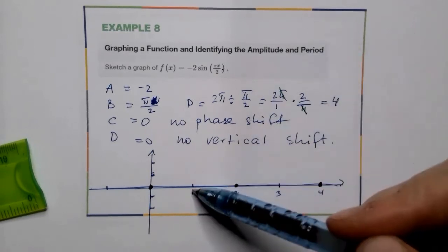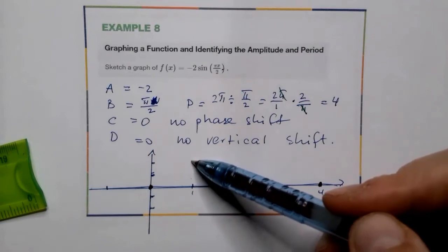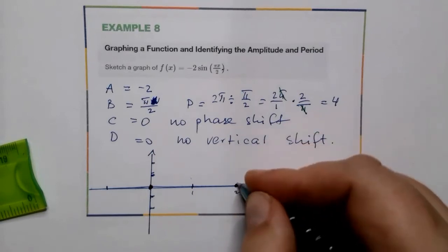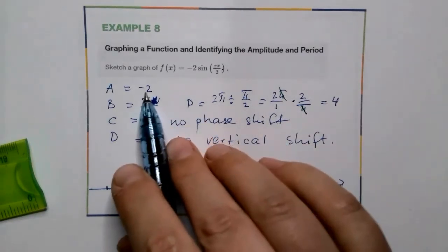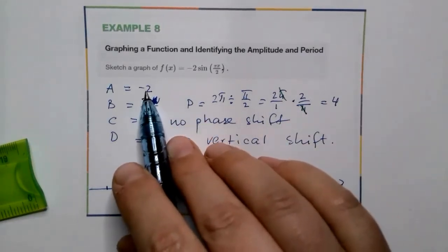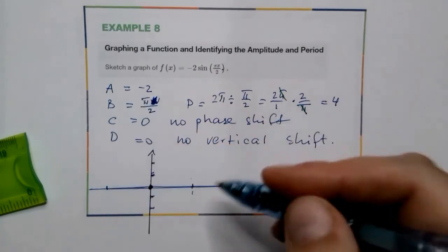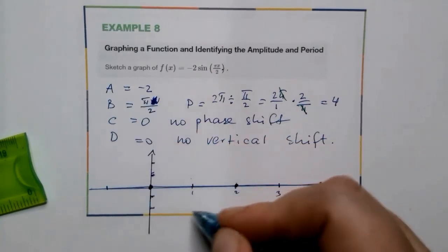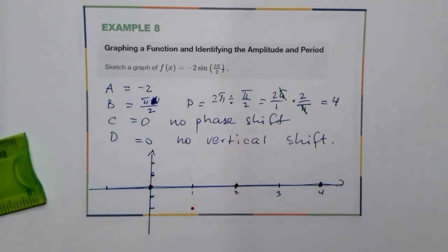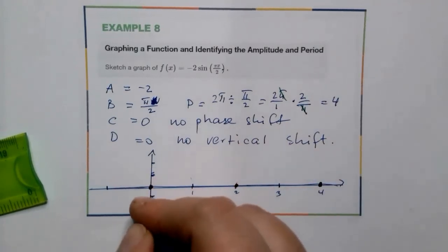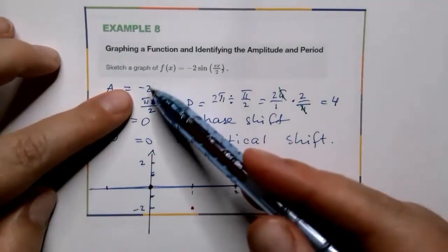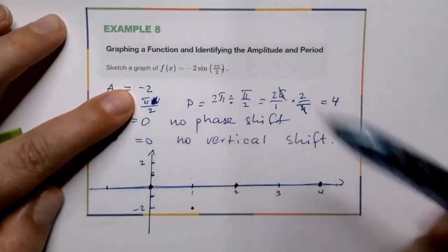And now, normally, remember, it has the maximum at this quarter, but my graph is flipped. The A coefficient is negative, so instead of having a maximum here, it's going to have a minimum at -2, because remember, it's stretched by 2. The amplitude is 2.